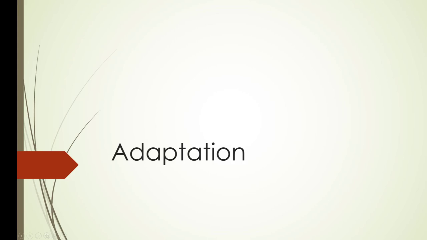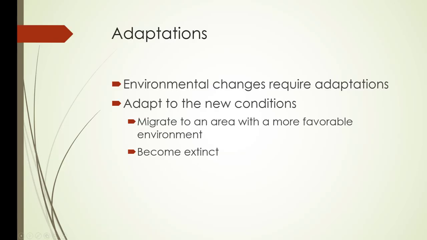So this week we're talking about adaptation. Environmental changes, which we are going through very rapidly, require adaptations, and in order to adapt to new conditions, species need to migrate to an area with a more favorable environment or they become extinct. Pretty challenging for plant material.